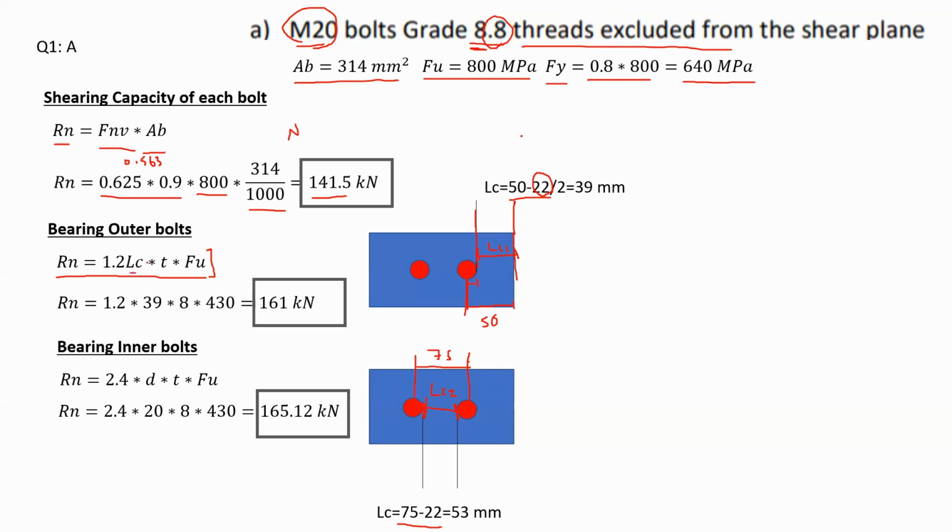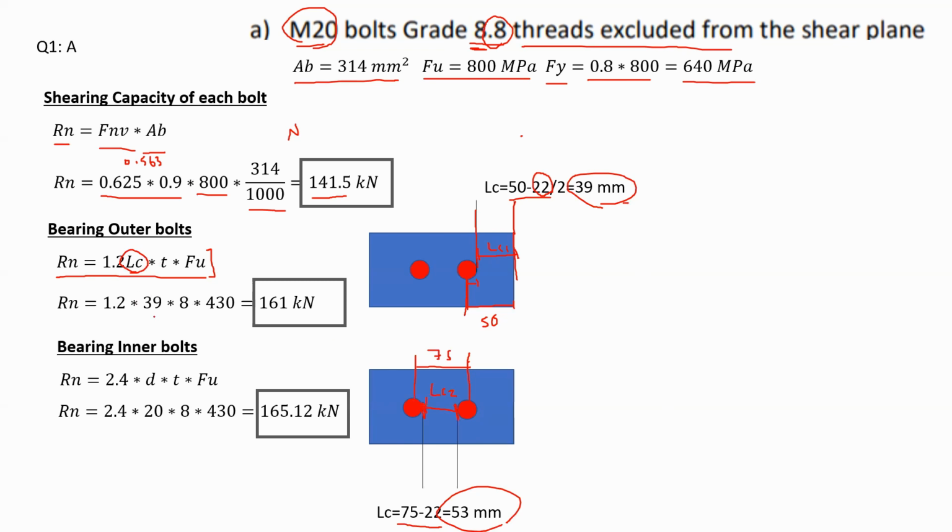Now, since I have the LC, I need to substitute in this equation. I have to consider one of these values, either 39 millimeters or 53 millimeters. Now, in our condition, since both plates have the same thickness, I will choose the lowest LC value. Why? Because it is more critical.